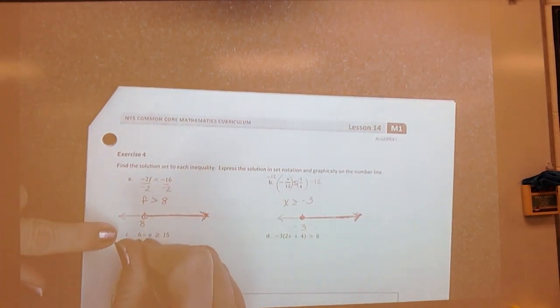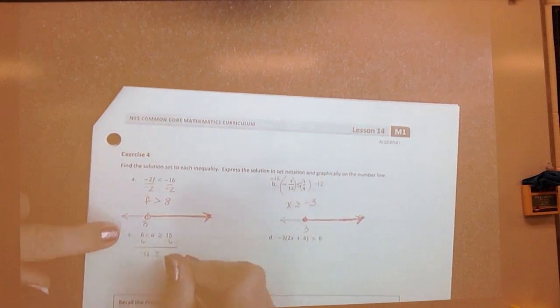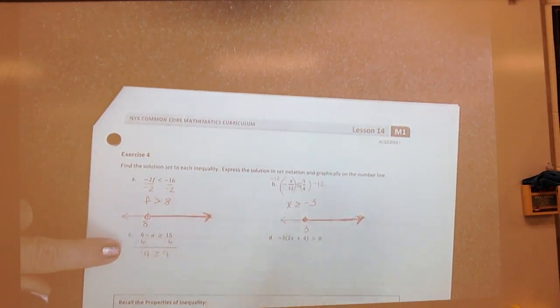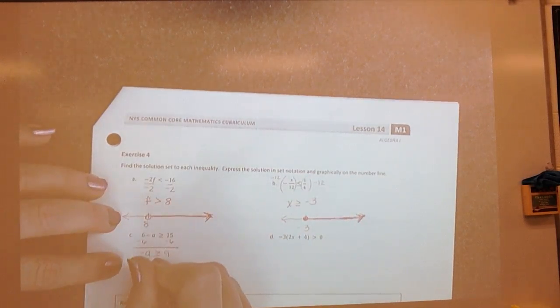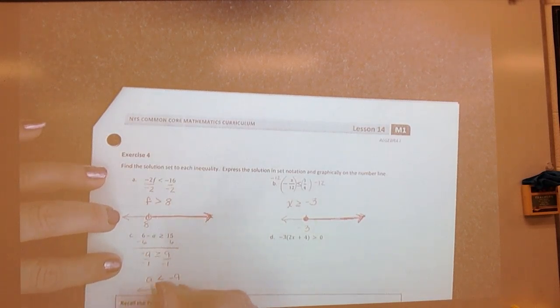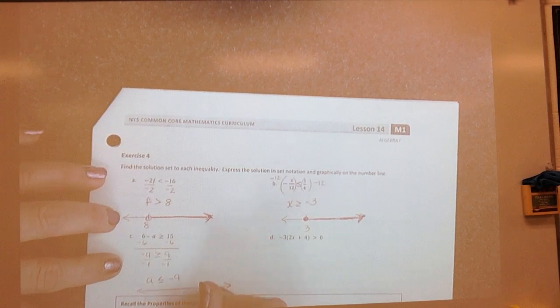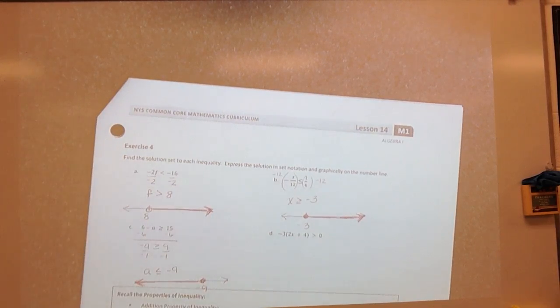All right, take your 6 over, subtract 6. Negative a is greater than or equal to 9. Divide by negative 1. So a is less than or equal to negative 9. Closed circle and shade everything less than negative 9.